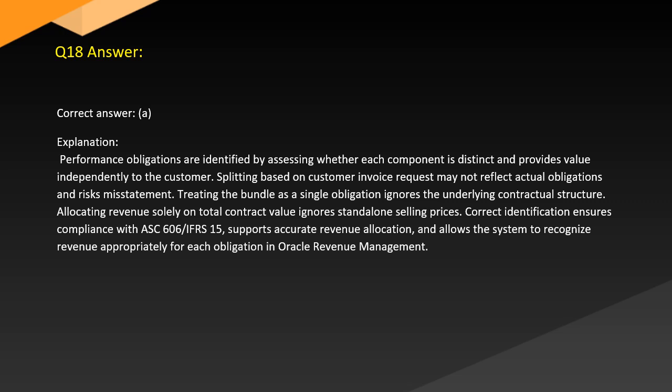Answer. Correct answer. A. Explanation. Performance obligations are identified by assessing whether each component is distinct and provides value independently to the customer. Splitting based on customer invoice request may not reflect actual obligations and risks misstatement. Treating the bundle as a single obligation ignores the underlying contractual structure. Allocating revenue solely on total contract value ignores standalone selling prices.